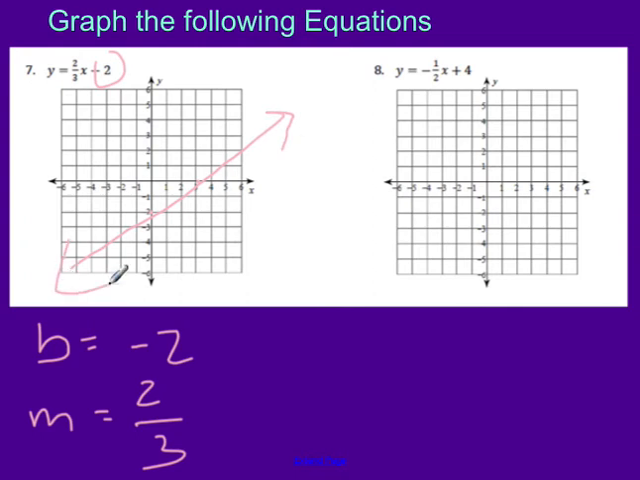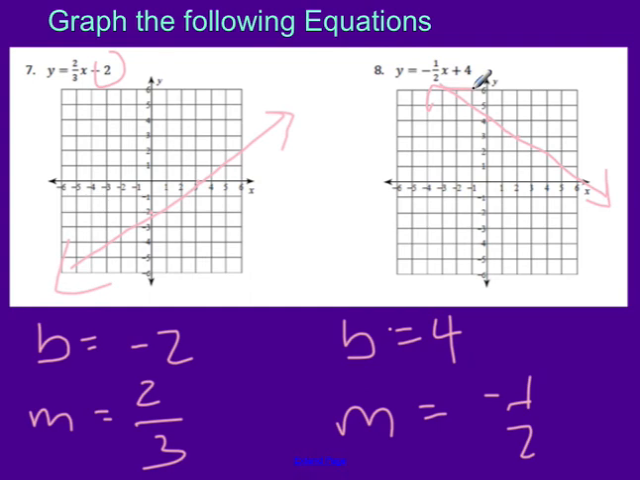Last but not least, let's take a look at number 8. So for number 8, you're crossing the y-axis at 4 because that's the number that's being added on. Your slope is a negative 1/2. So we're crossing the y-axis at 4. That's right here. And then I'm going down 1 and over 2. And then I'm going to connect those dots. And I have my line.